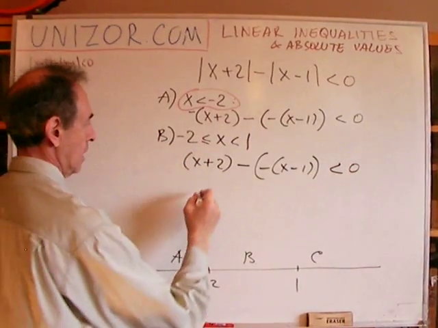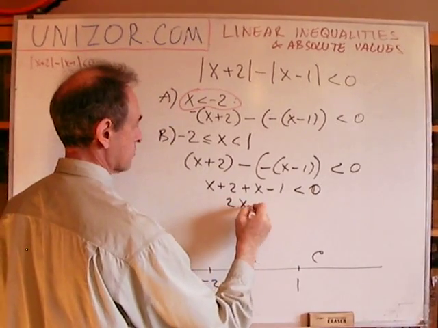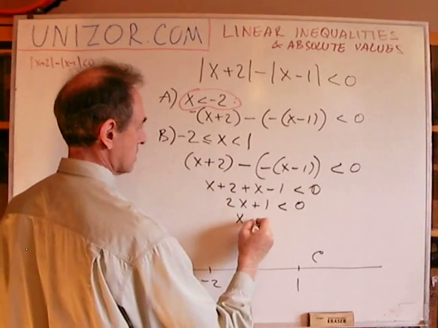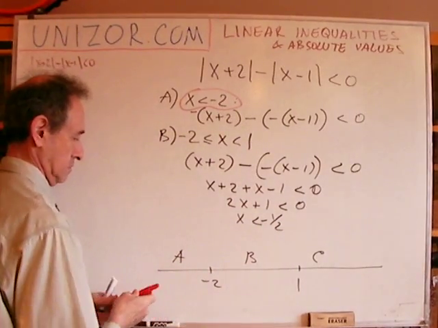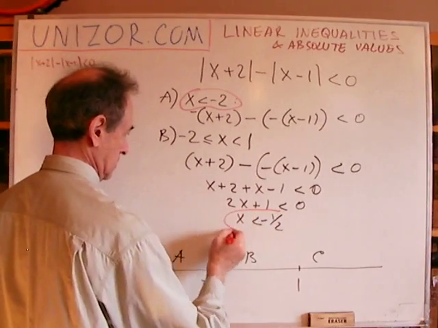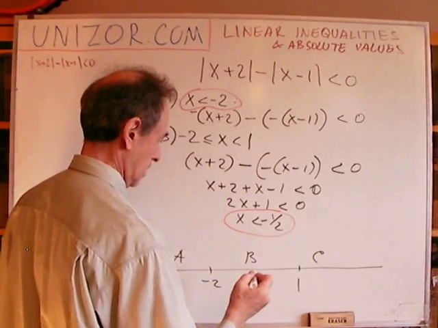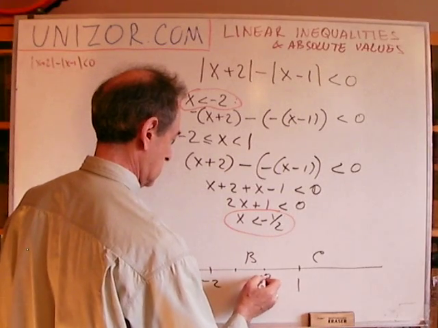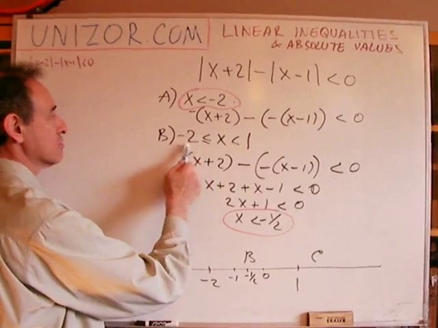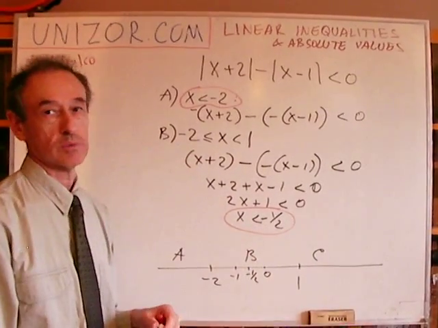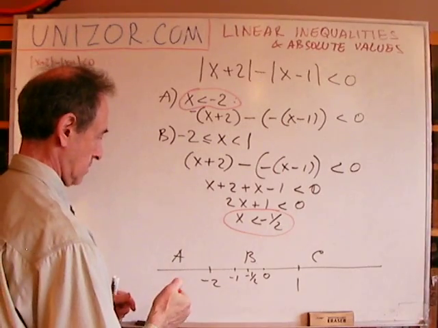So what's the result of this? x plus 2 plus x minus 1 less than 0, 2x plus 1 less than 0, x less than minus 1 half. Minus 1 half is somewhere here, I guess. Well, if this is 0 and this is minus 1, so minus 1 half is something like here. Now, don't forget that I am supposed to be in this area. So it's not just any x which is less than minus 1 half, but only those x less than minus 1 half which belong to this area, which means only these guys.